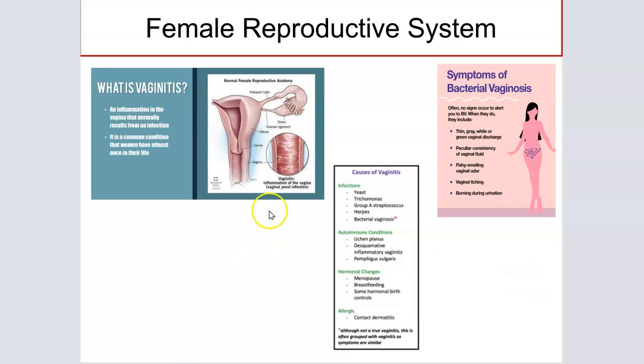A lot of times with vaginitis, you'll have more secretions. It might be more thick and white and smelly. There can be bacterial causes from a pathogenic bacteria. It could be autoimmune. It could be hormonal. You could have it just because you changed your detergent and you're using a different detergent.